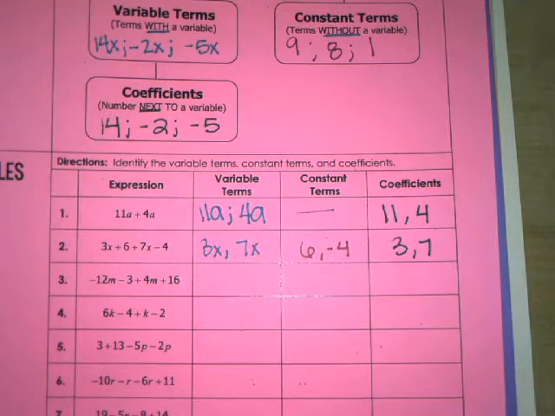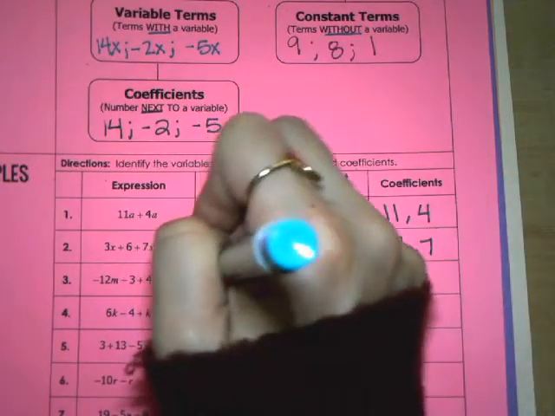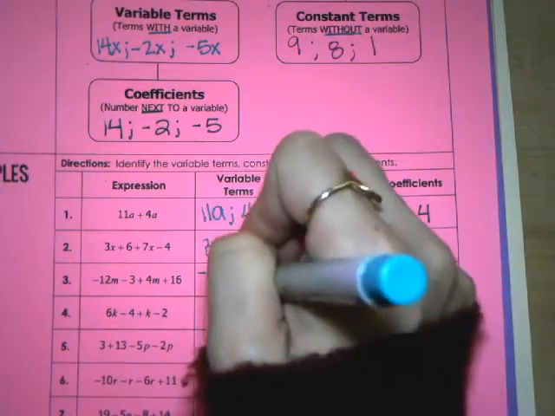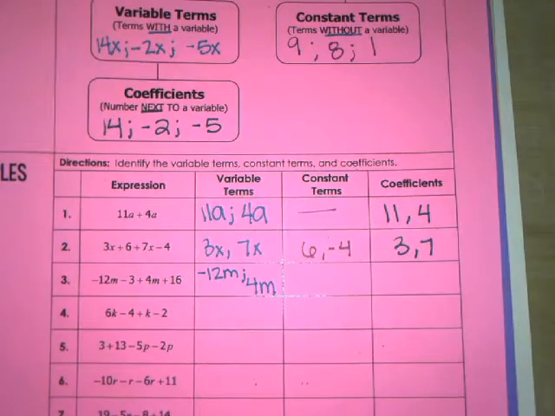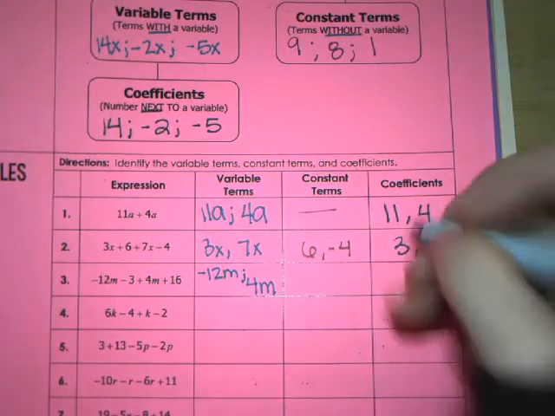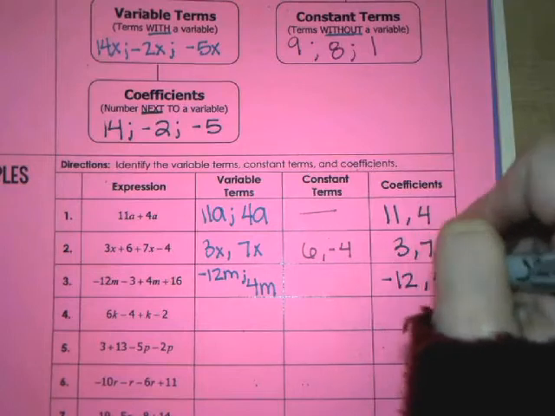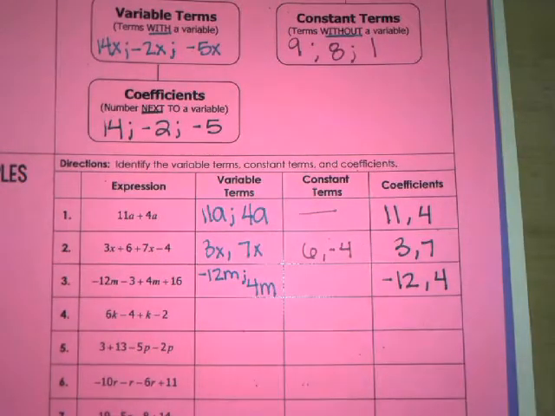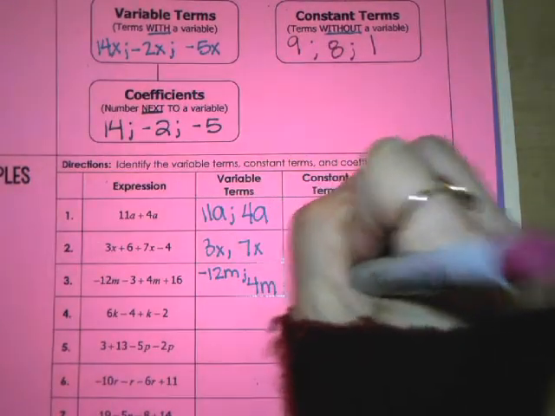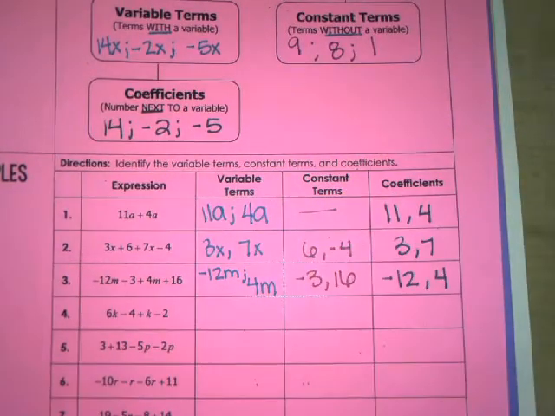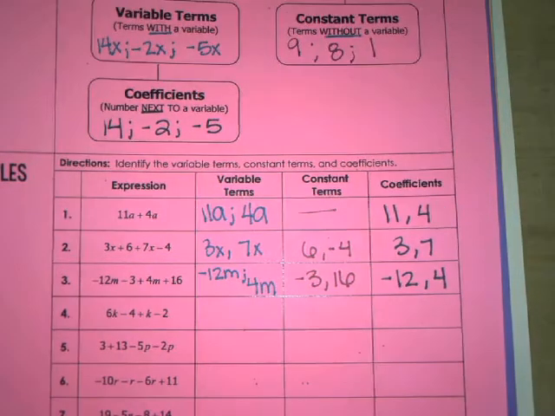All right, one more together. What are my variable terms of number 3, everyone? And? What are the coefficients? Negative 12 and 4. And what are my constant terms? Negative 3 and that positive 16. All right, finish up that page with the person sitting next to you. Go. Okay, let's start going over these problems, please, and thank you.